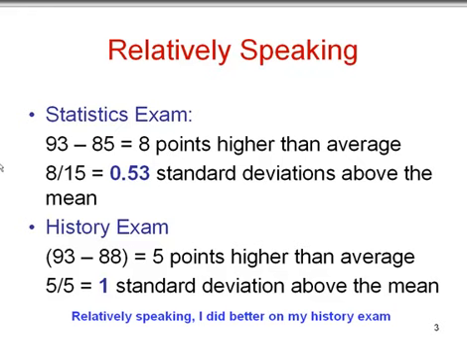So in each case, we will take this deviation from the mean and we will divide by the standard deviation. The 8 points higher than average is divided by the standard deviation of 15, resulting in a 0.53, which says that on the statistics exam, I did about half a standard deviation above the mean. If we divide the deviation of 5 by the standard deviation of 5, this turns out to be 1. So I scored 1 whole standard deviation above the mean on the history exam. So since I scored a higher number of standard deviations on the history exam, we will decide that relatively speaking I did better on the history exam.